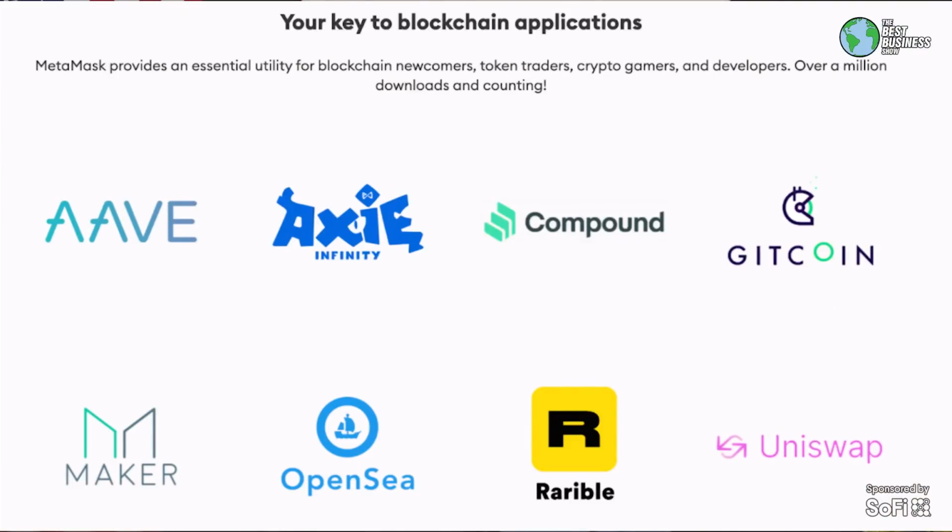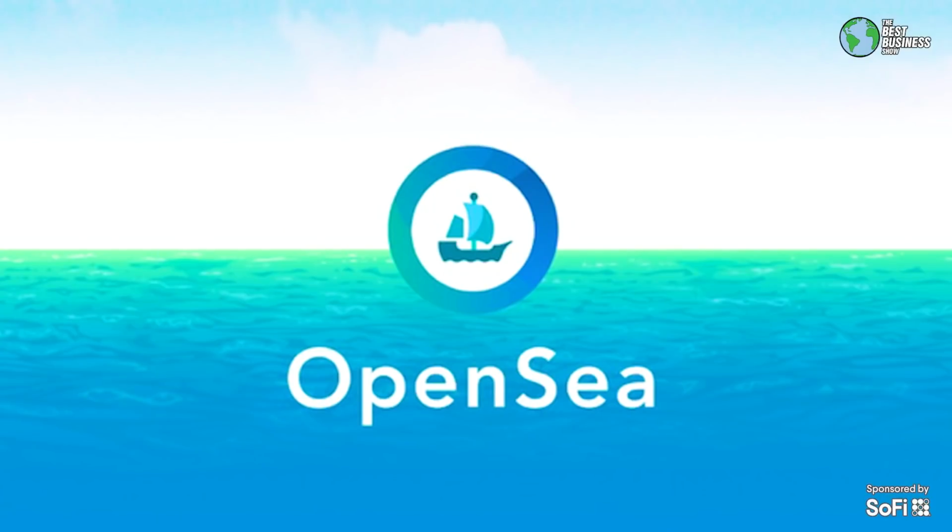MetaMask has integrated with a bunch of key blockchain and cryptocurrency applications. One of the main ones is OpenSea. OpenSea currently is the #1 place to go buy and sell NFTs. So this makes perfect sense why MetaMask will be integrating with OpenSea. MetaMask has over 30 million users, while OpenSea only has around just over 1 million users.